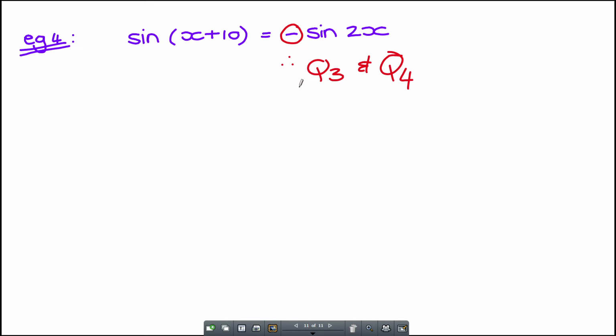So in quadrant 3 it would be 180 plus the 2x. In quadrant 4, 360 minus the 2x, okay?